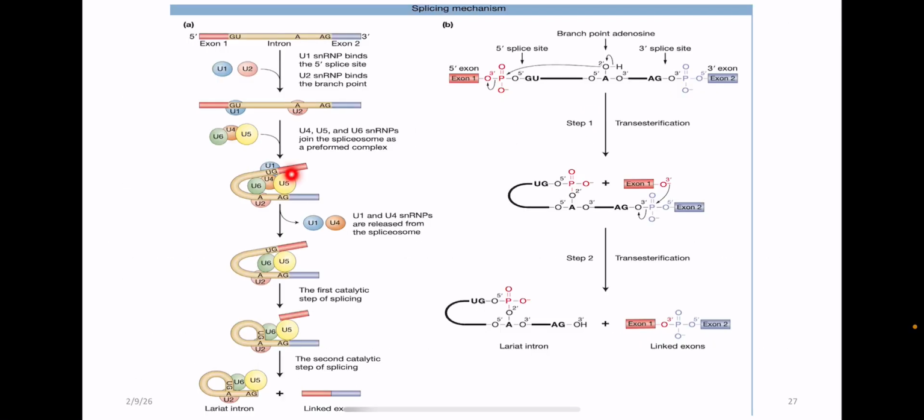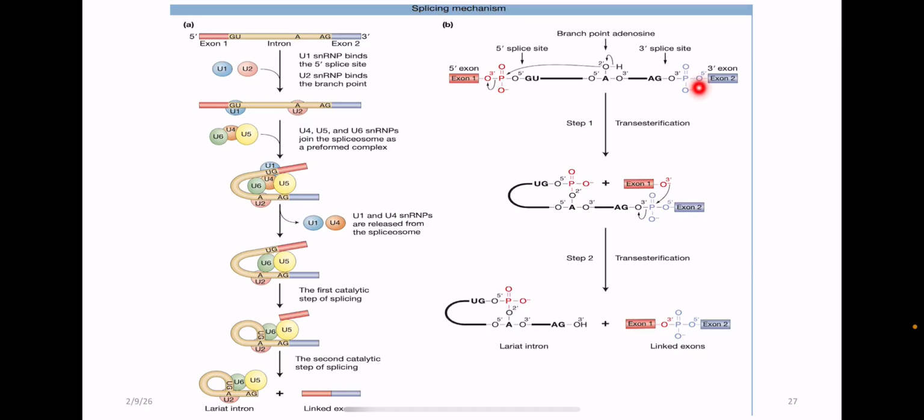This cutting is called a transesterification reaction. Splicing actually consists of two transesterification reactions. The first cutting is the first transesterification, and the second cutting, which occurs at the other exon-intron region, is the second transesterification. When the first one is cut and the loop is formed, the exon that was cut first will go and cut the other end at the acceptor site.